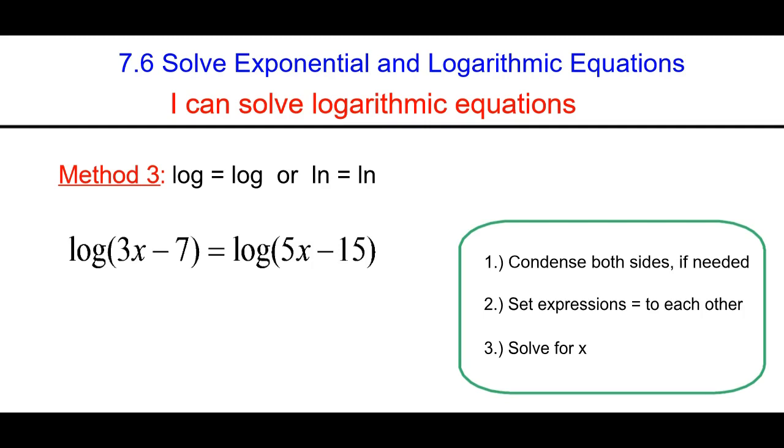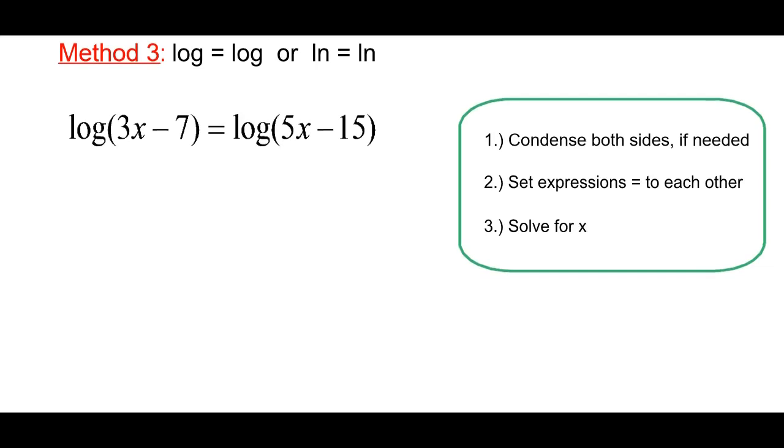If this is the case, like our first example here, what we're going to do first is condense both sides of the equal sign if we need to. In this example, we have one single logarithm on the left and one single logarithm on the right, so we don't need to condense either side. Since both of these logarithms are equal to each other, we can just set these expressions equal to each other because everything else is the same. So we have 3x minus 7 equals 5x minus 15.